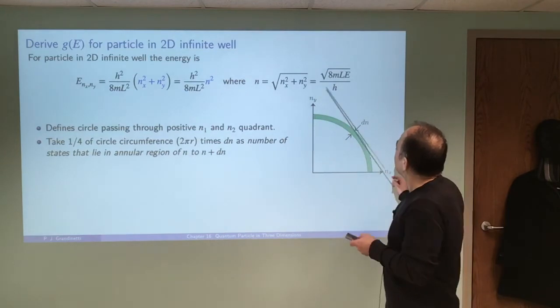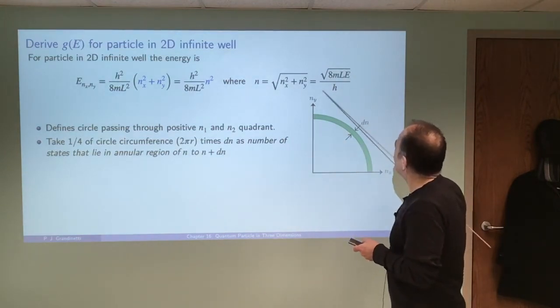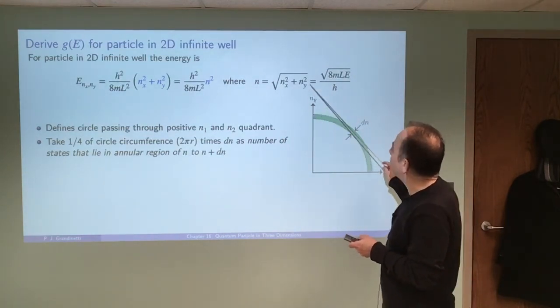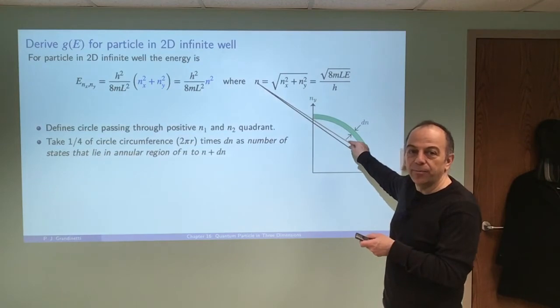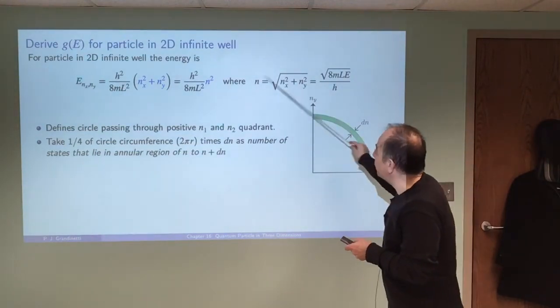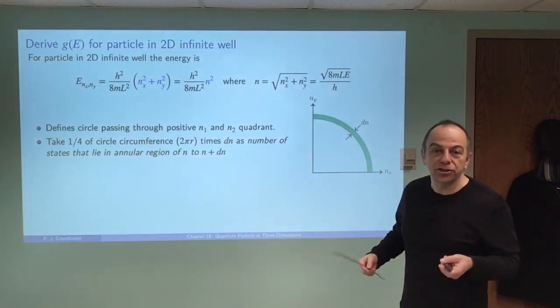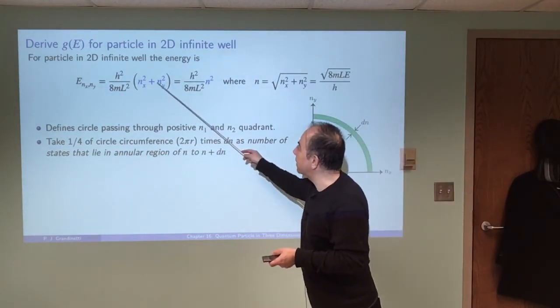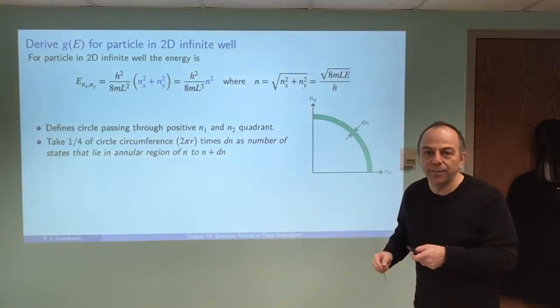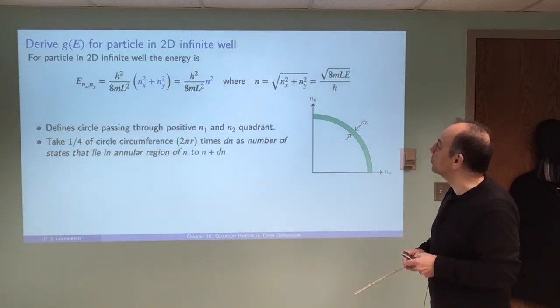Now, what I'm interested in is the number of ways in which I can get a fixed energy. So that means that since n is equal to this expression here, I'm looking for the number of ways in which the square root of nx squared plus ny squared will give me the same value of n. Well, if you look at this, this is really the equation of a circle, right? n squared is equal to nx squared plus ny squared. So if you remember your geometry, that's the equation for a circle.